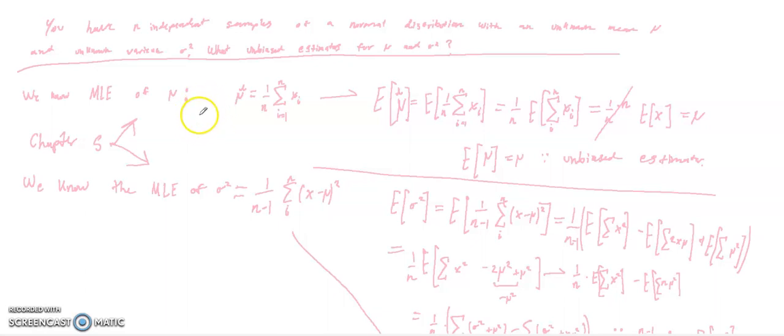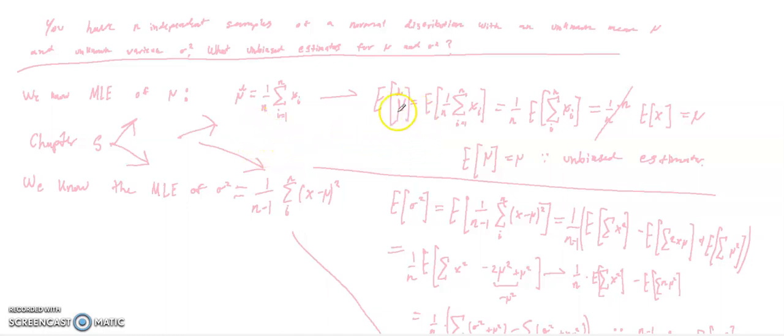And what we're going to take advantage of is if we take the expected value of these MLEs and they evaluate to just the parameter itself, then we know it is unbiased. So from chapter 5 we have these two equations for the maximum likelihood estimators for mu and sigma squared, and we're going to look at mu first.